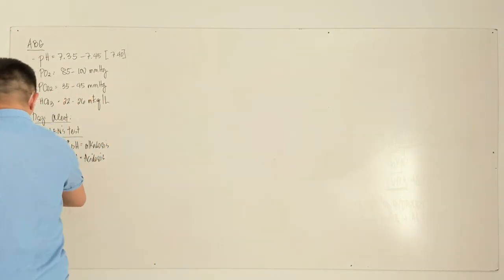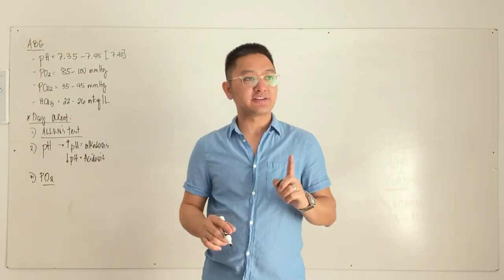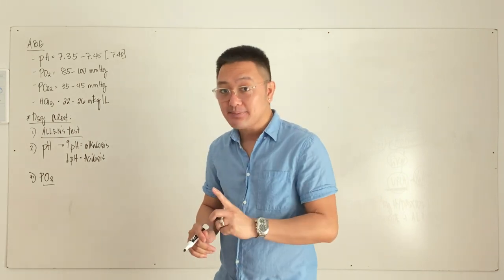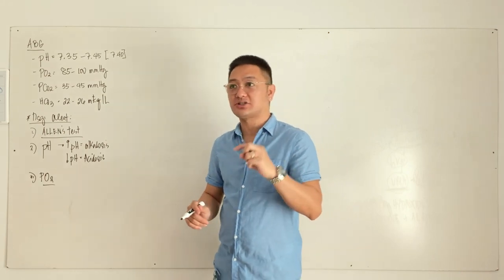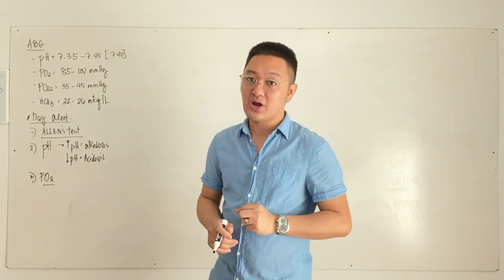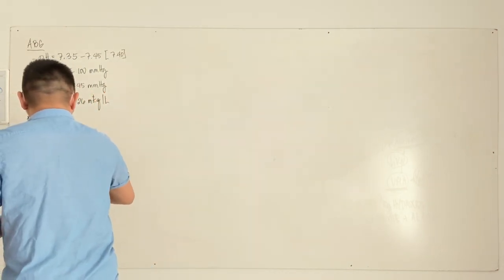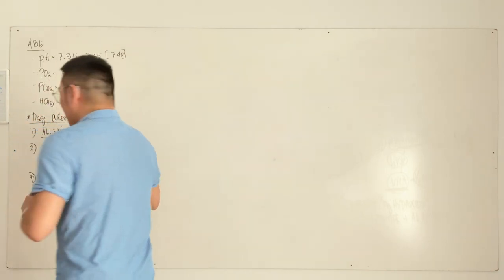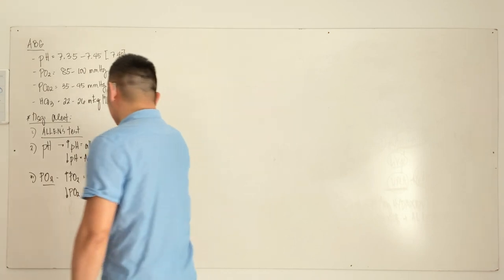Next, number three, is your partial oxygen pressure. What do you call that state or condition if there's too much oxygen? Of course, you call that hyperoxemia. A decrease of oxygen level in the blood, we call hypoxemia. So again, an increase in the partial oxygen is hyperoxemia, and a decrease in the partial oxygen is hypoxemia.